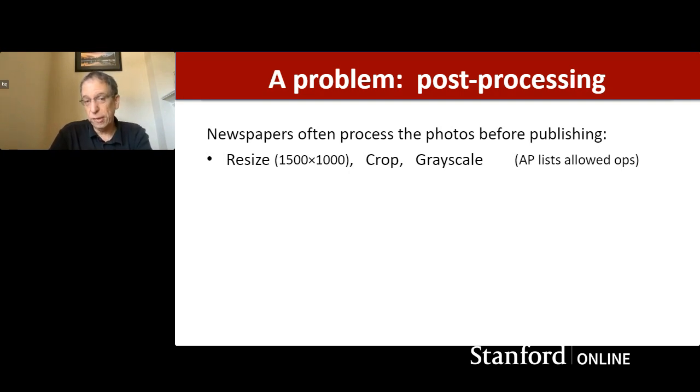Then sometimes it will go ahead and crop the image. Sometimes it will turn it into grayscale, and so on. In fact, the Associated Press has a list of about 6 operations that newspapers are allowed to do to images, like resizing, cropping, and grayscale.